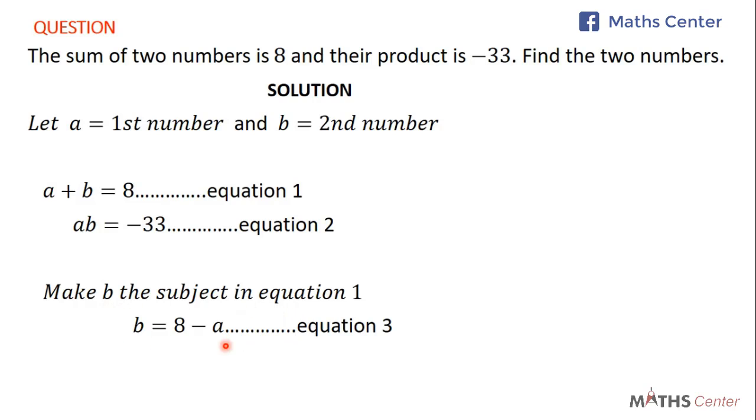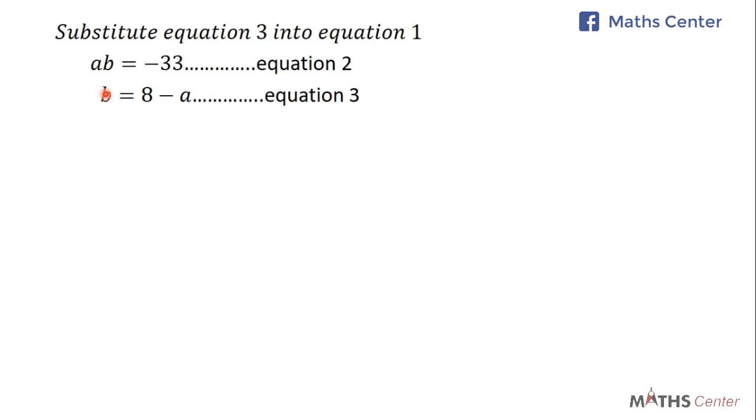Now, I will then substitute this new equation into equation 2. So I will substitute B is equal to 8 minus A into equation 2, which is AB is equal to negative 33. That means that wherever I see B, I'll replace it with 8 minus A. So it's going to be A times B, but B is now 8 minus A.